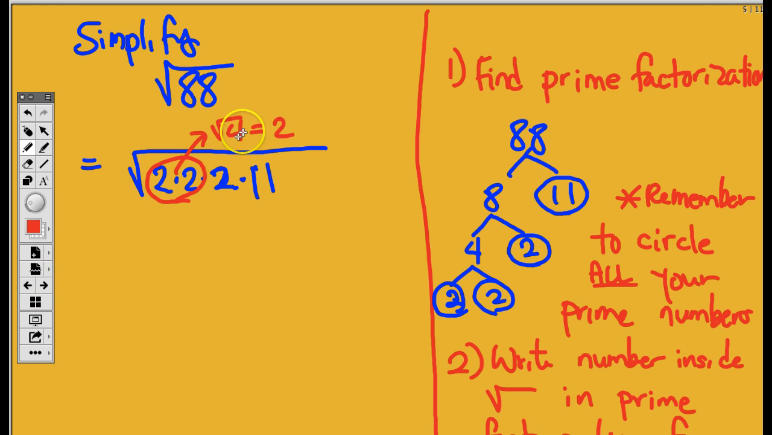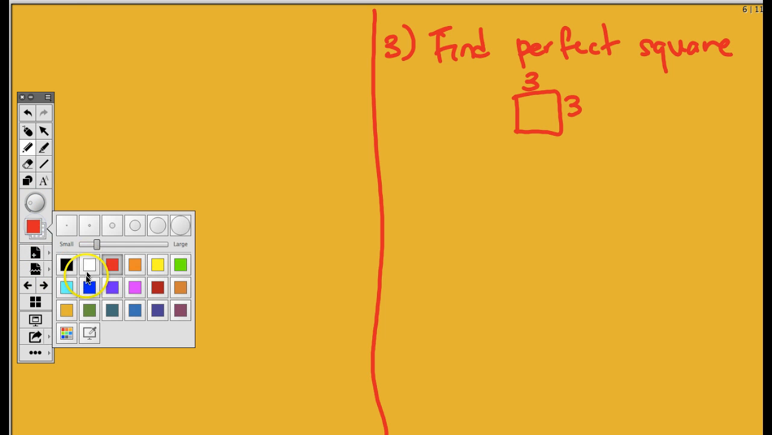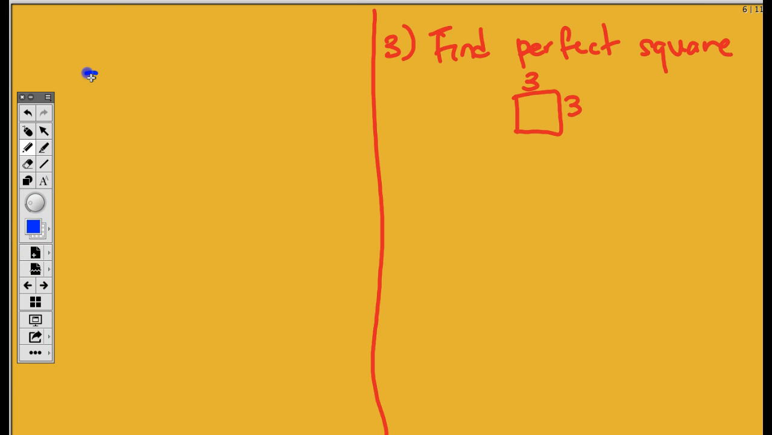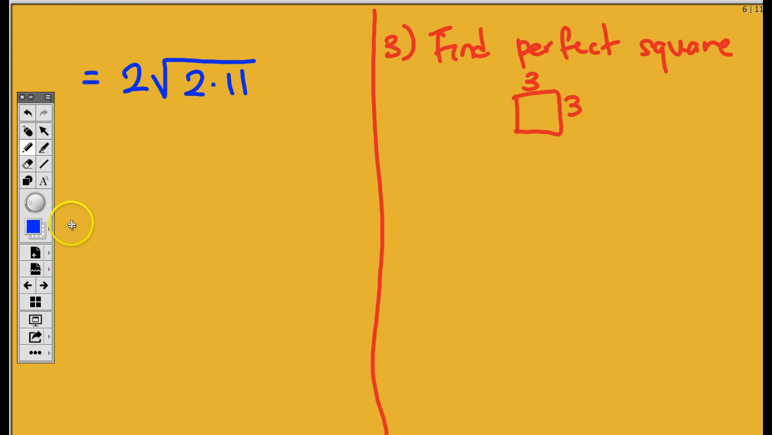Okay, so just remember, these 2 times 2 came out and became a 2. So this 2, the red one, is going to go outside to the front. And then the 2 and this 11 over here, they're going to stay. All right? Okay. So there you go. So that is 2, and then square root of 2 times 11. Okay, and we know why, because we went back, these 2's became a square root of 4. It is a square root of 4, so that's a 2. So then now this 2 came outside, and the 2 times 11 is still on the inside. Okay?